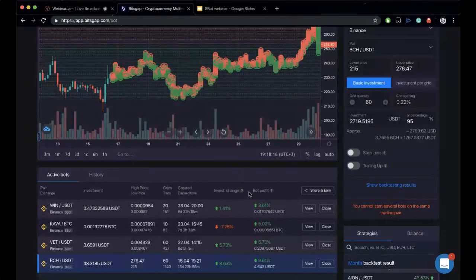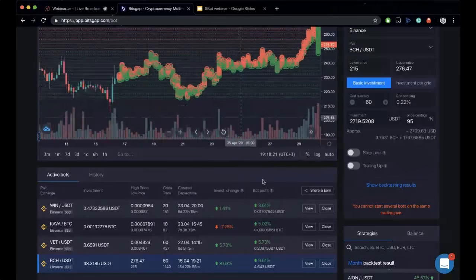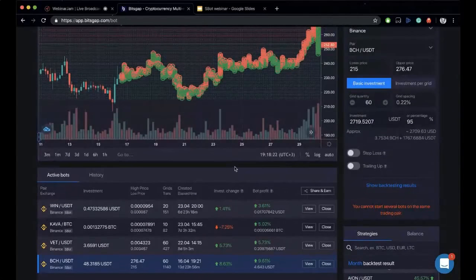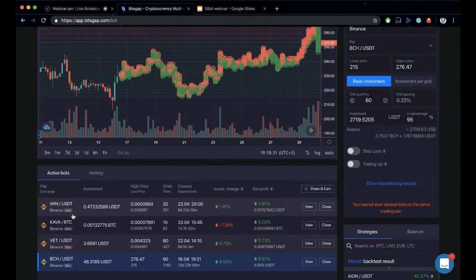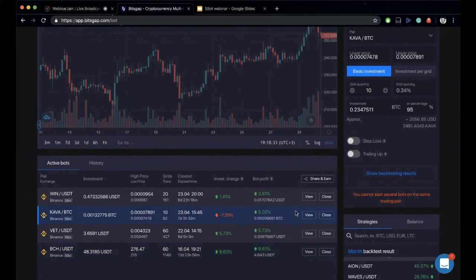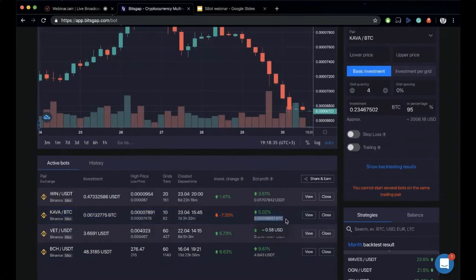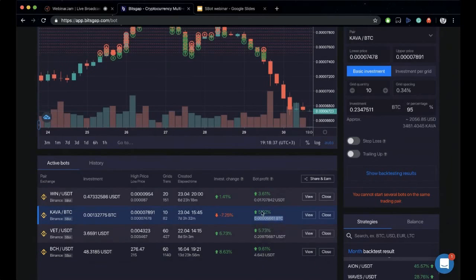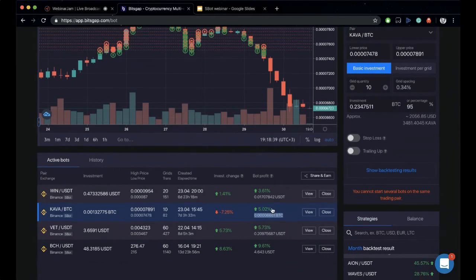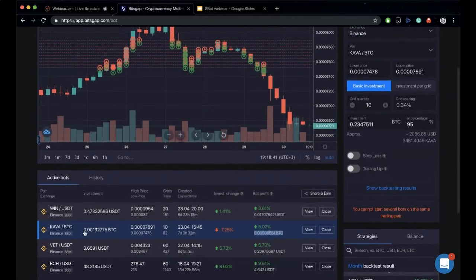So the bot profit itself is nothing more than what the bot has accumulated for you, the profits made in quote currency. If it's Win Trading to USDT, in this case, bot profit is represented in the quote currency USDT. If it's cover trading to BTC, then in this case, the profit is in BTC. So that's what the bot is doing for you, using your base currency to make profits in the quote currency.